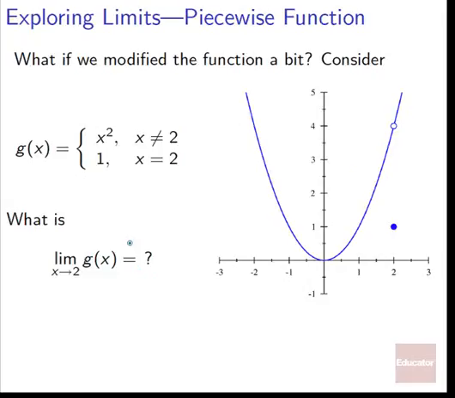Now to expand our ideas, let's modify the function and see what happens. So consider the piecewise function g of x, which equals x squared when x is not equal to 2. So that's most of our parabola right here, and 1 when x equals 2. So at the specific value of x equals 2, as opposed to following our normal parabolic arc, we wind up putting out just a value of 1. This is a piecewise function.